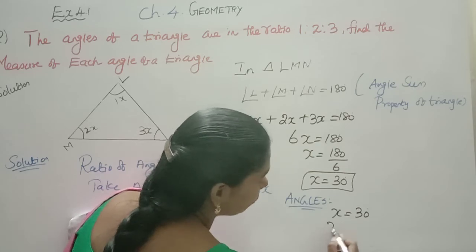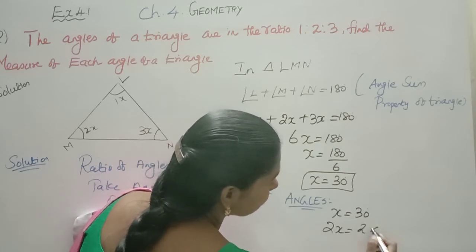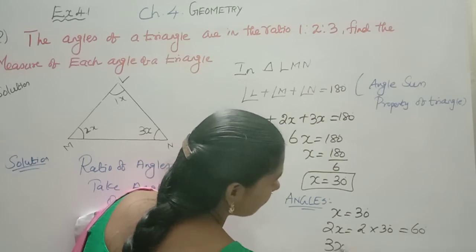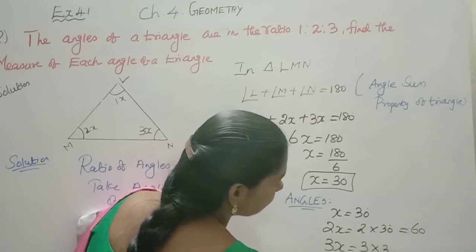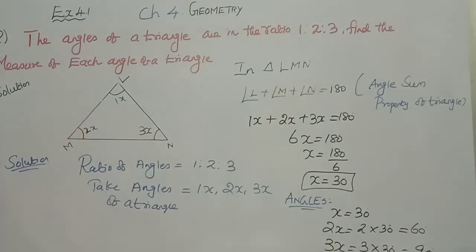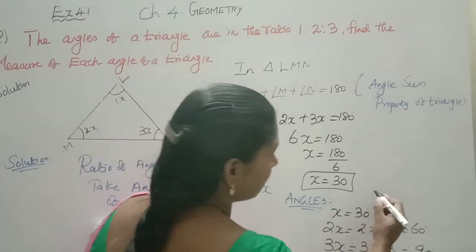Next, 2x means 2 into 30, which is 60. Next, 3x means 3 into 30, so 90. So 30 plus 60 plus 90 equal to 180 degrees. This is the answer. Here you write answer.